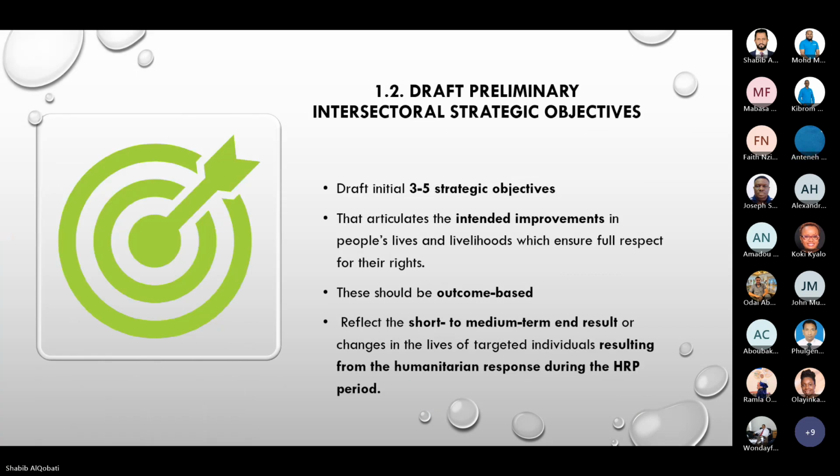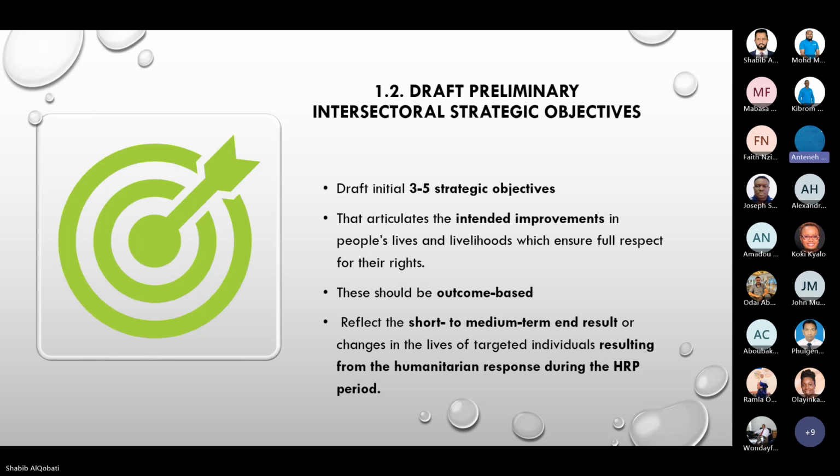Once we know the subset of the population of the HNO, meaning some proportion or some part of the HNO population is now considered for HRP, then the next step would be defining the strategic objectives. The strategic objectives are usually 3 to 5. We do not list 10 or 15 or 20 strategic objectives. Usually it's 3 to 5. We'll look at what sort of strategic objectives are considered appropriate in the next slide.